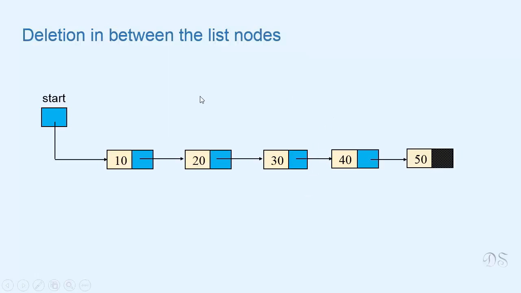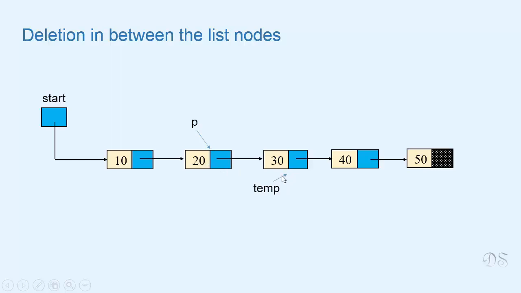Now let's see how we can delete a node that is in between the list nodes. Suppose we have to delete this node from the list. For that, we need a pointer to the predecessor node. So we need a pointer to this node. So first we'll find a pointer to the predecessor of the node that has to be deleted.